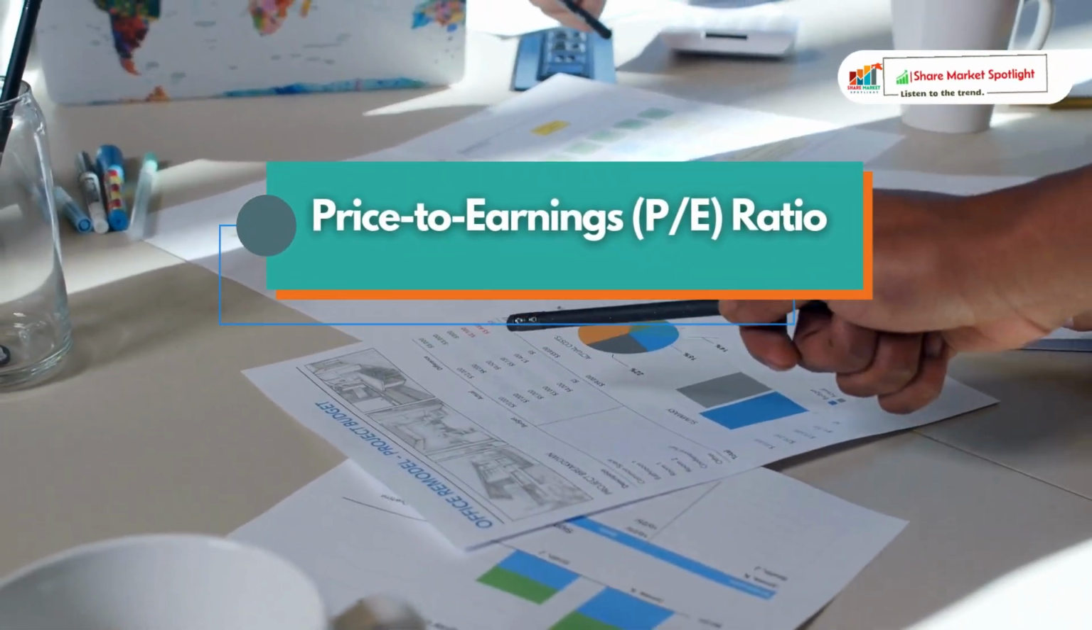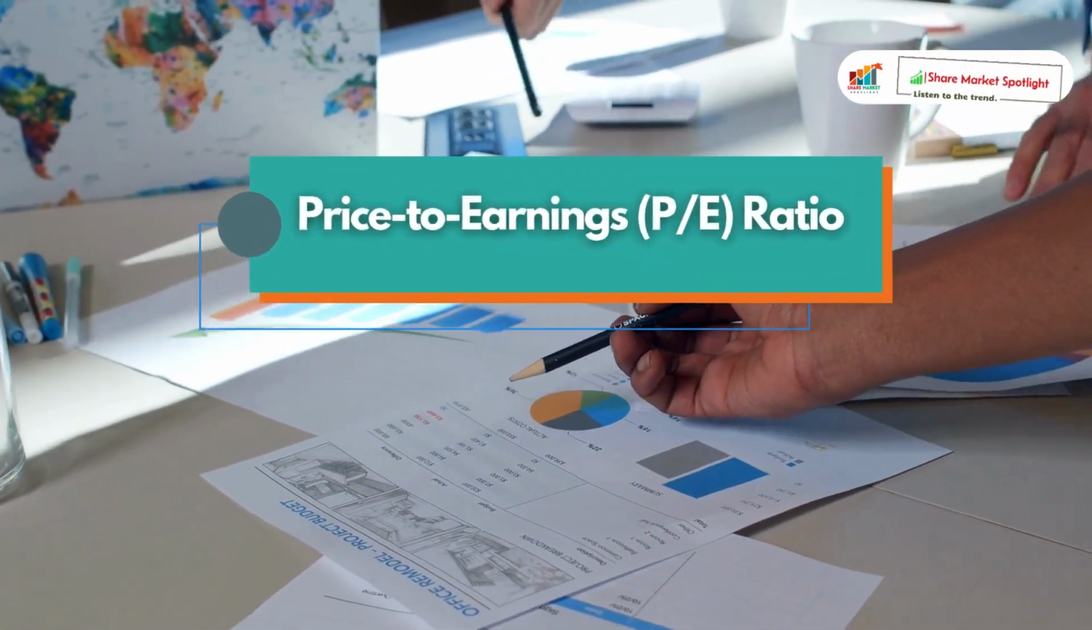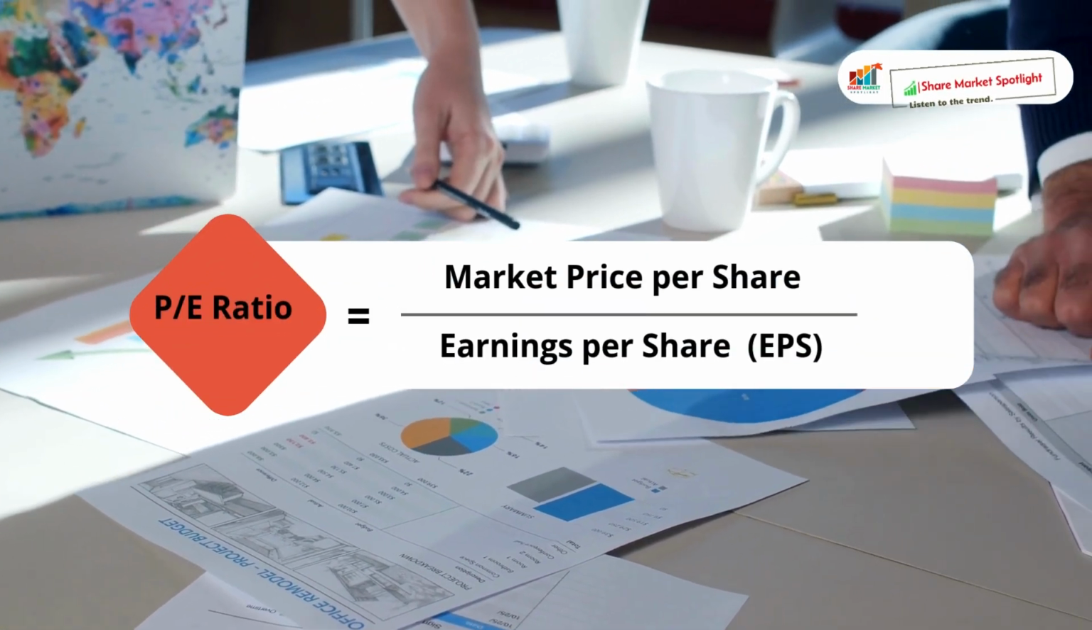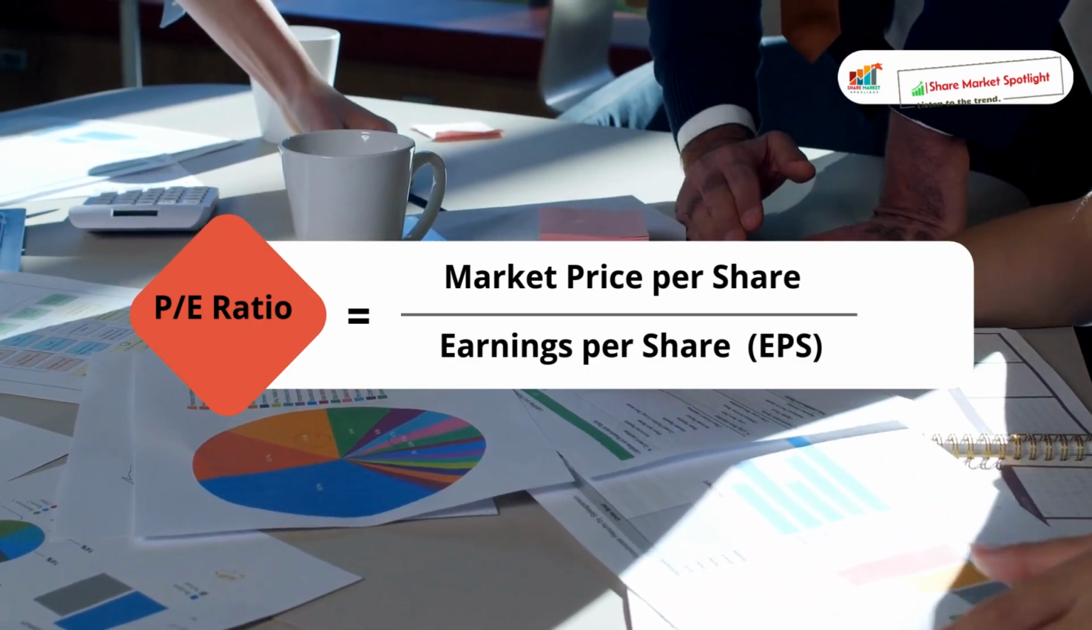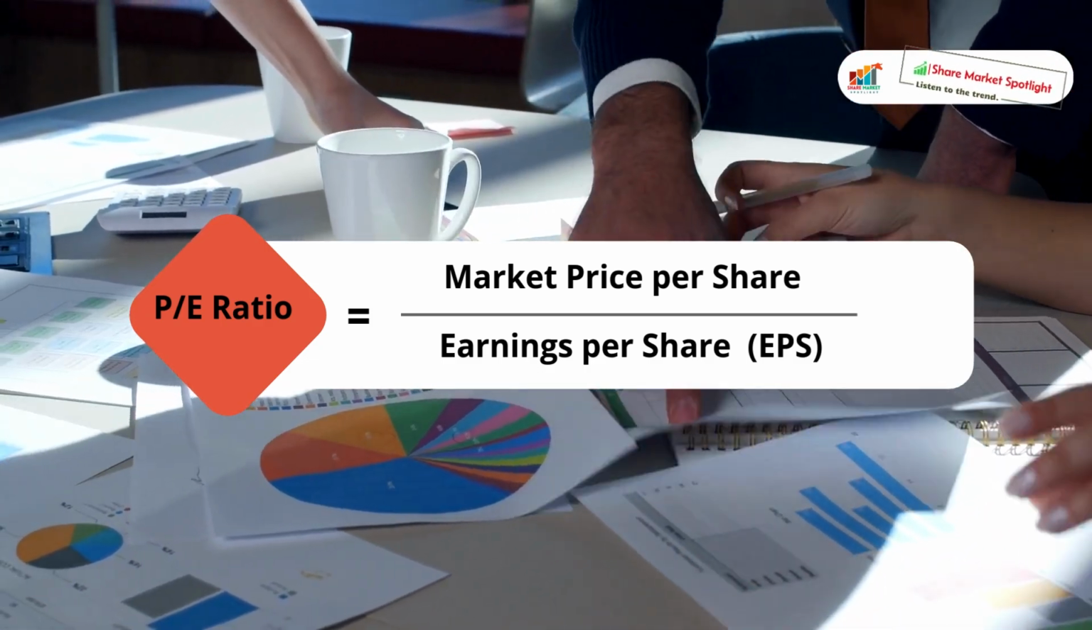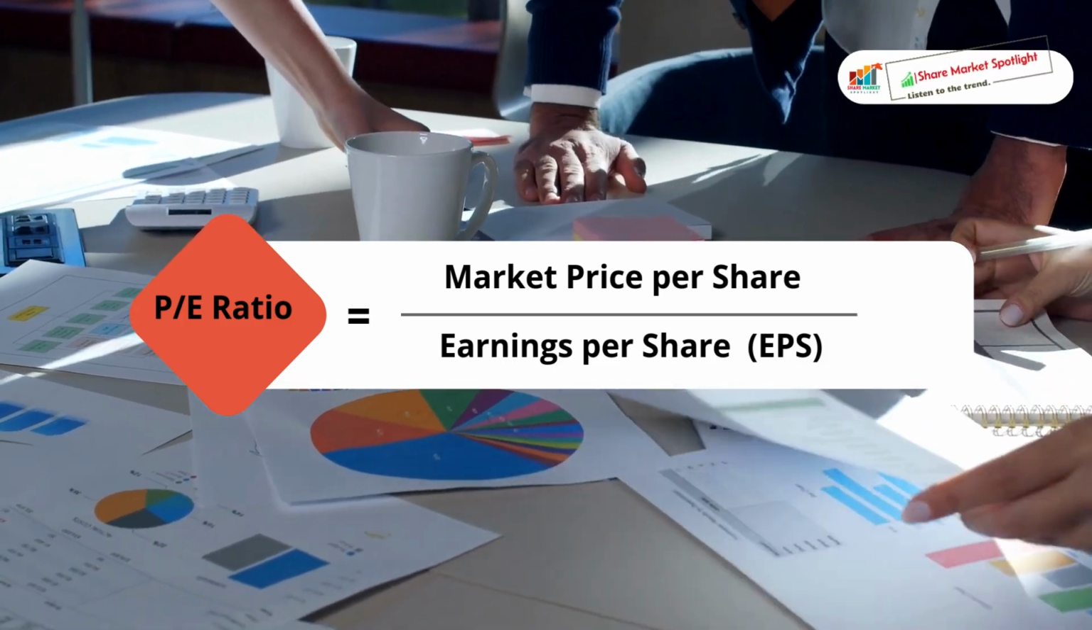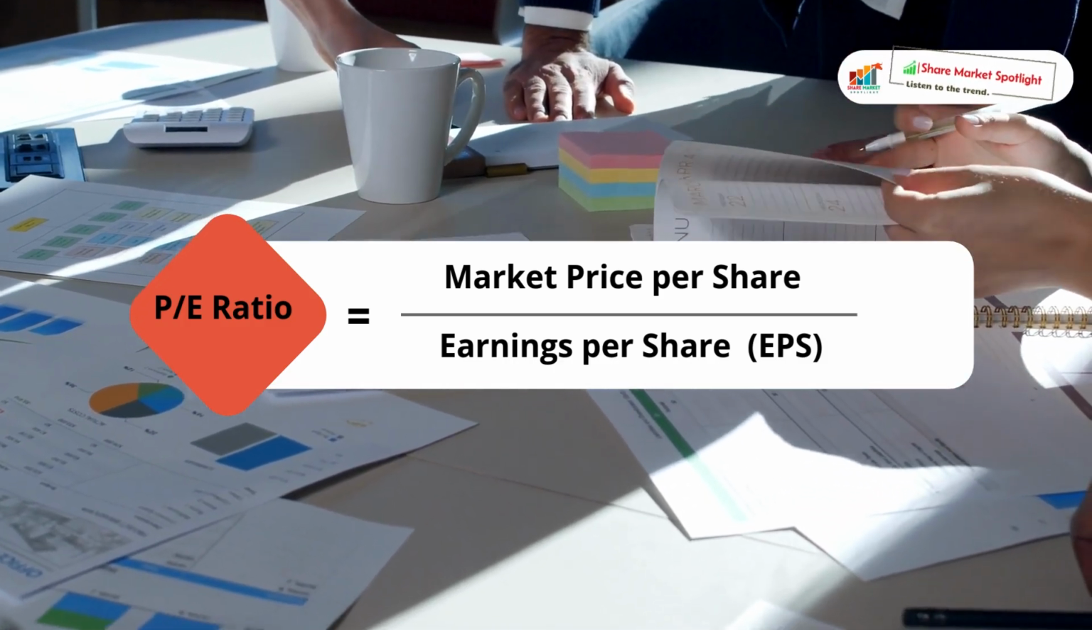First up is the price-to-earnings ratio, or PE ratio. This ratio measures a company's current share price relative to its per-share earnings. It's calculated as PE ratio equals share price upon earnings per share, EPS.